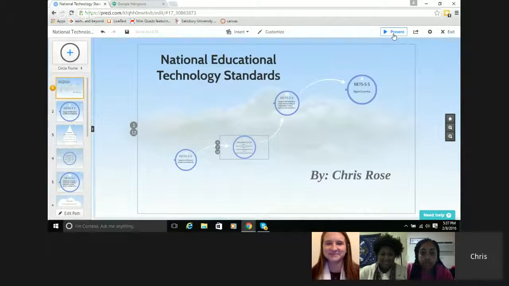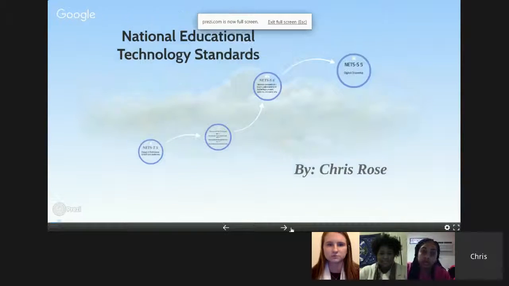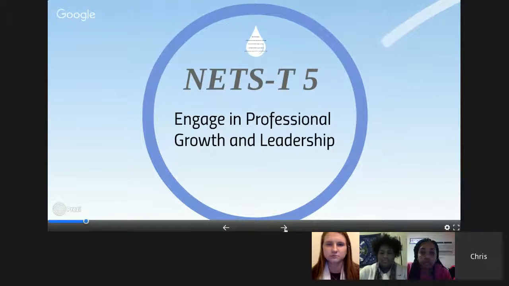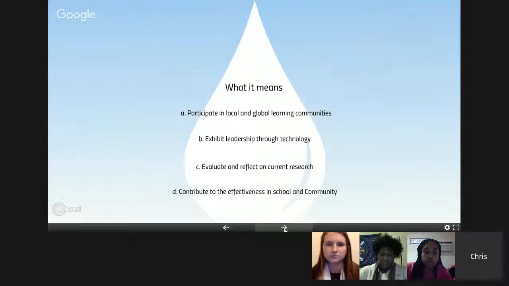I started with the National Educational Technology Standard number 5 for teachers, which is engage in professional growth and leadership. What that means is that teachers should participate in local and global learning communities, exhibit leadership through technology, evaluate and reflect on current research, and contribute to the effectiveness in schools and the community.